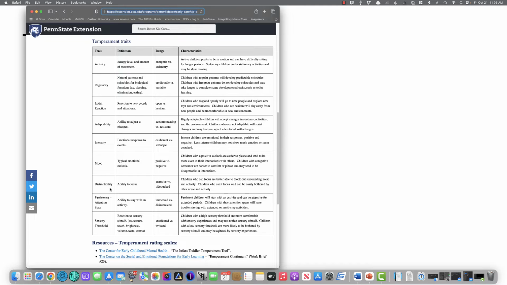Are they very easily distracted and sidetracked from what they're doing, or are they pretty attentive? Persistence, the attention span, are they able to stay with an activity? And these two, of course, go together. And then sensory threshold, are they very easily irritated by the texture of clothing or sounds and stuff?